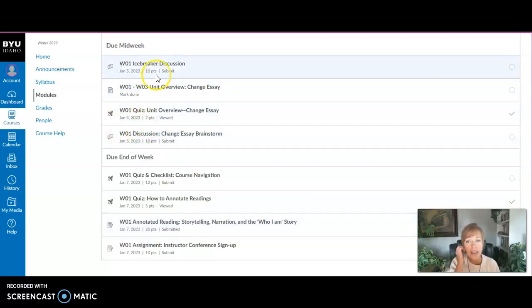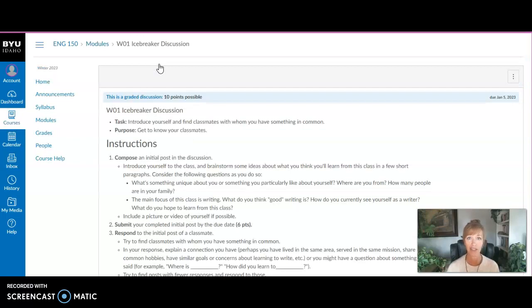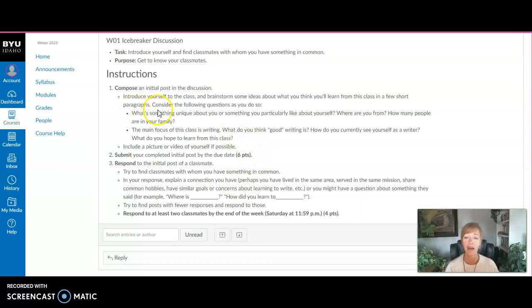But let's jump in here and see what we're doing. The first one is easy. It's just introducing ourselves, okay? Taking some time here, some prompts, something about you, something about your family, where you're from, all of these little things. What do you think about writing? You're going to submit that into this discussion board.